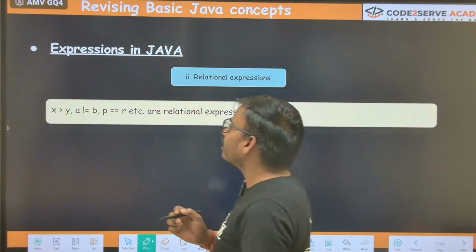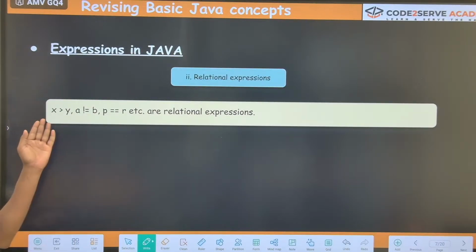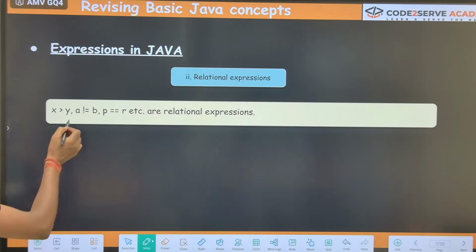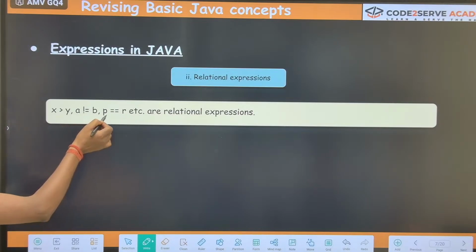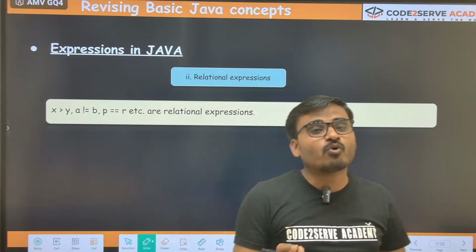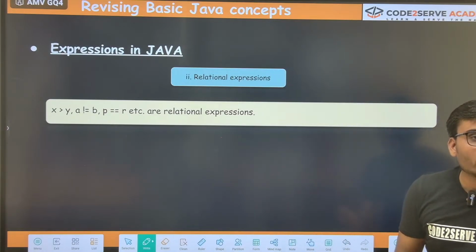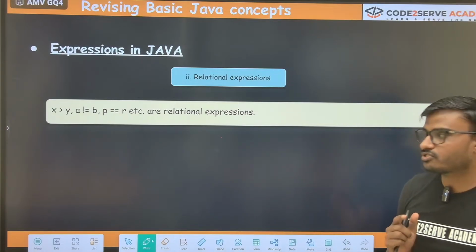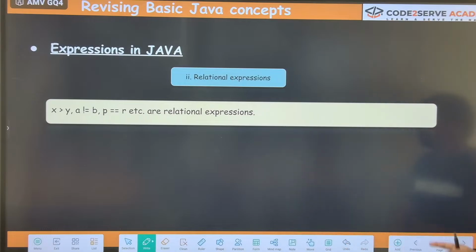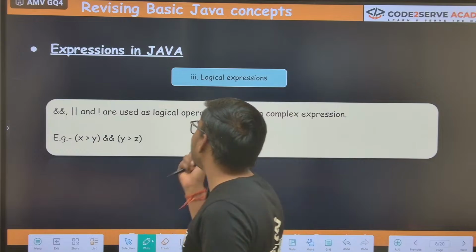So in the second type of expression, that is the relational expression, you see that the relational operators are used, like x greater than y, a not equals to b, p double equals to r. What it means is, if both values are the same, then it is going to return true, else it is going to return false. All right. We already covered this type of expression in the last lecture. Now, next one is the logical expression.